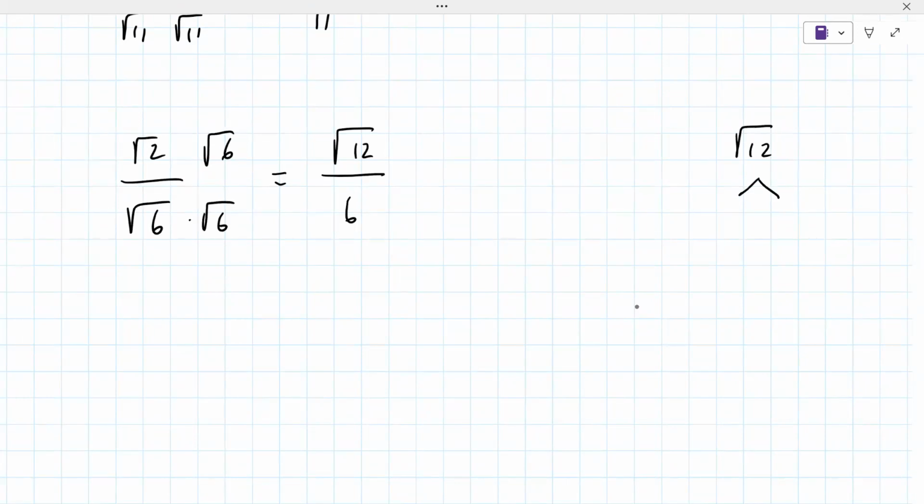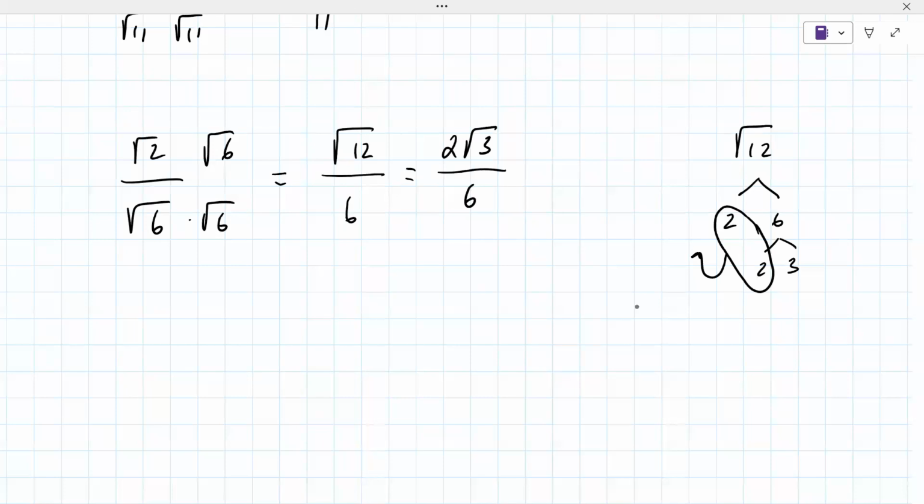And that's where you have to use your prime factorization, prime numbers, build a factor tree. So like 2 and 6, 2 and 3, you're looking for pairs. For each pair, that number comes out. So the top becomes 2 square root of 3 over 6. And again, you can only simplify outside the root. So 2 over 6 is 3 on the bottom, square root of 3 over 3.